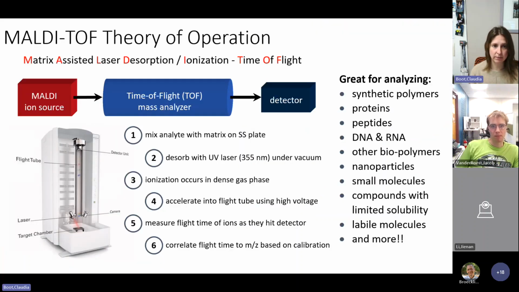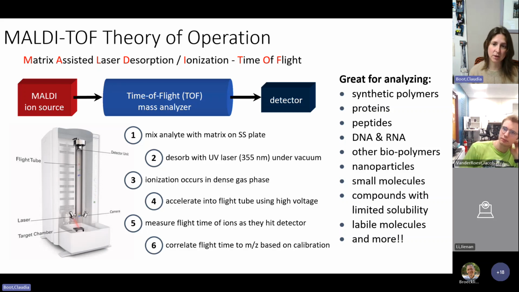The next system that we will talk through is the MALDI-TOF. So we already went over what a MALDI ion source does, the matrix-assisted laser desorption. And that's coupled to a time-of-flight mass analyzer and a detector. So the way this works is you mix your analyte with a matrix on a stainless steel plate. You desorb that sample using the UV laser, making ions in a gas phase. And then you accelerate into the flight tube using high voltage and measure the time of flight of the ions as they hit the detector and correlate that flight time to calibrators to measure your analytes.